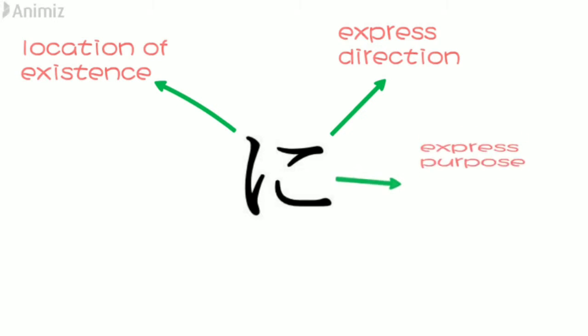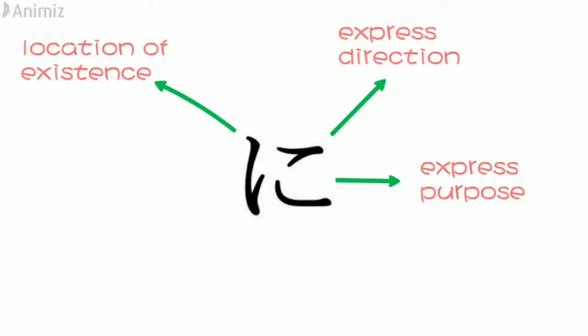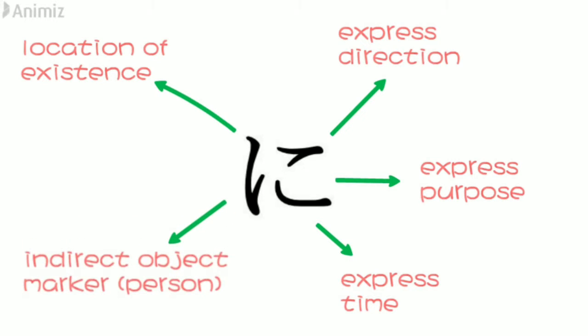The next function is it expresses purpose. It shows the purpose for an action. The particle ni also expresses time. It shows the time at which an action is being performed. The next function is the particle ni is used as an indirect object marker. It marks the person to which an action is being performed. Now let us discuss all the functions in detail.